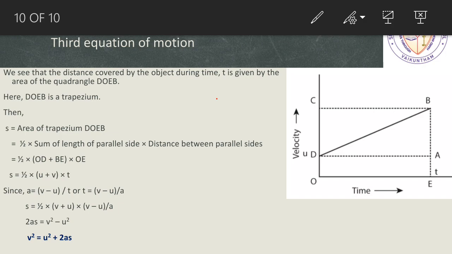So this is about the derivation of three equations of motion which was given by Newton. So I hope this video was of a bit of help to you. So please go through this, try to write it down 2 times and 3 times, then you will understand this derivation in a better way. Thank you.